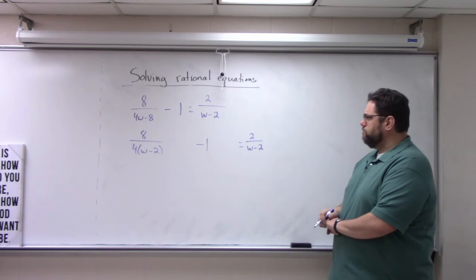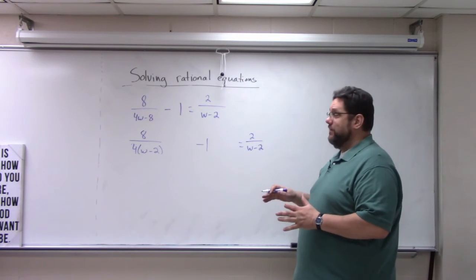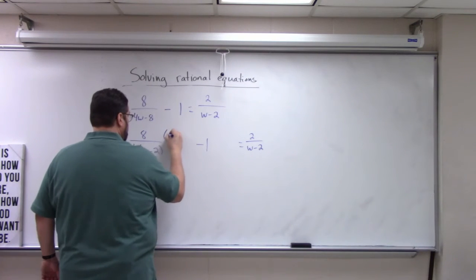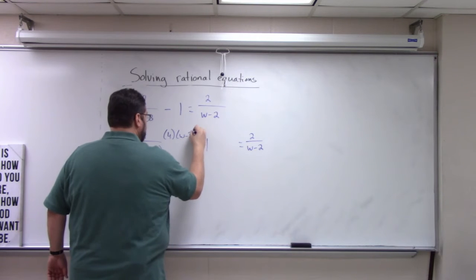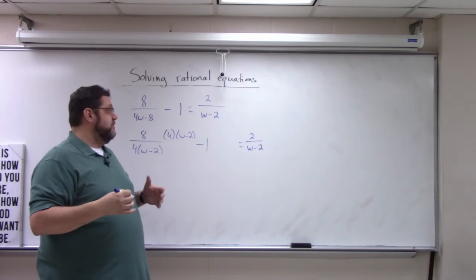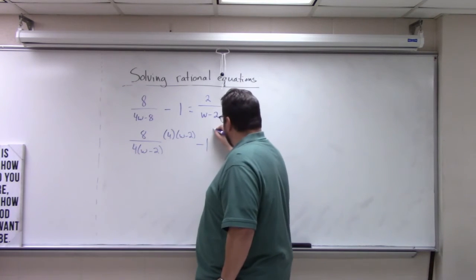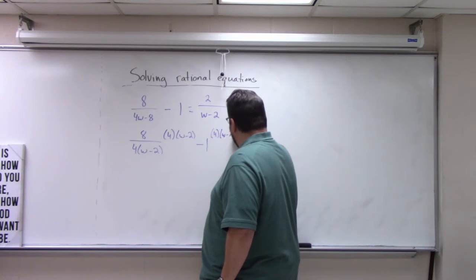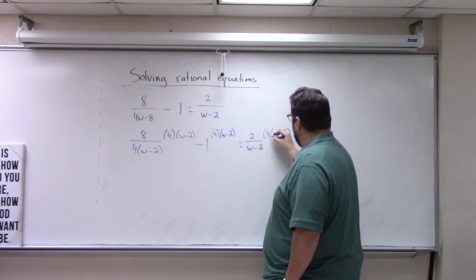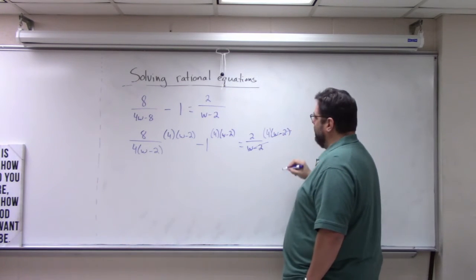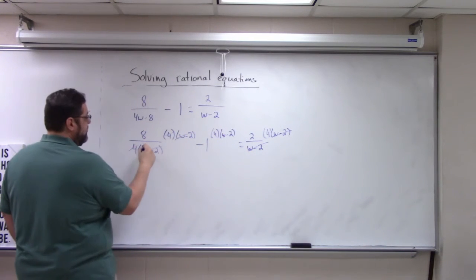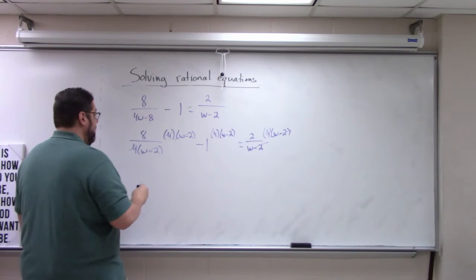All right. So now what are my different factors in the denominator? Well, they're 4 and w minus 2. That takes care of everything. I have a 4, I have a w minus 2. Over here I have another w minus 2. So I'm going to multiply everything by 4 and w minus 2. Things will cross out. It'll be nice. Okay. Over here, the 4's cancel out and the w minus 2's cancel out, and we're left with 8.